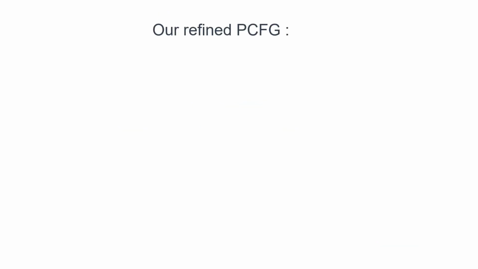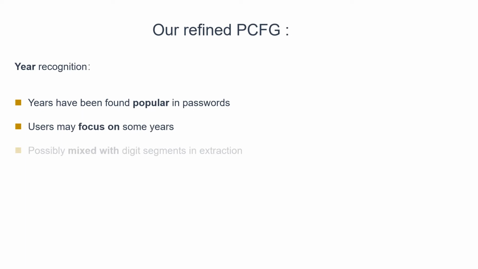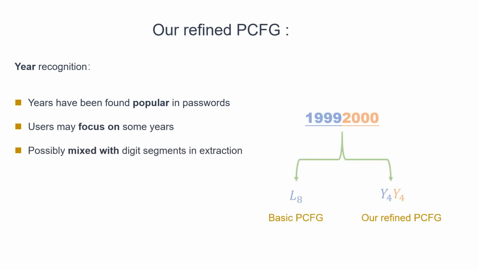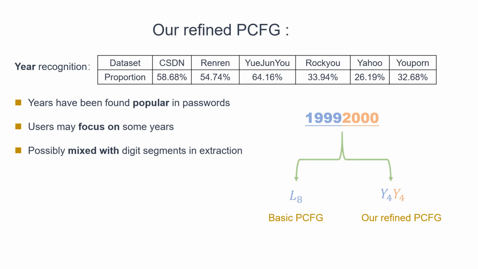Therefore, we added the recognition rules of 4 important password features based on the analysis. The first rule is year recognition. Years have been found popular in passwords and are likely to mix with digit segments during extraction. We count the number of the years from 1900 to 2100 and record the proportion of top 10 most widely used years in the table. Results show that some years occupy a large proportion, which indicates that users may focus on some years.